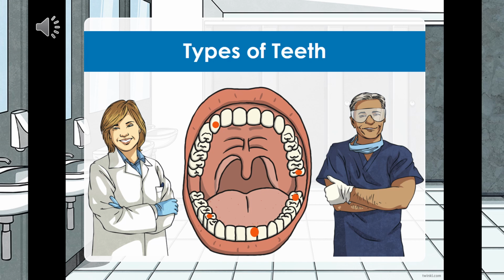Do all teeth look the same? No, they are different. They have different shapes and sizes because of the function they serve. Let's review all types of teeth one by one in upcoming slides.